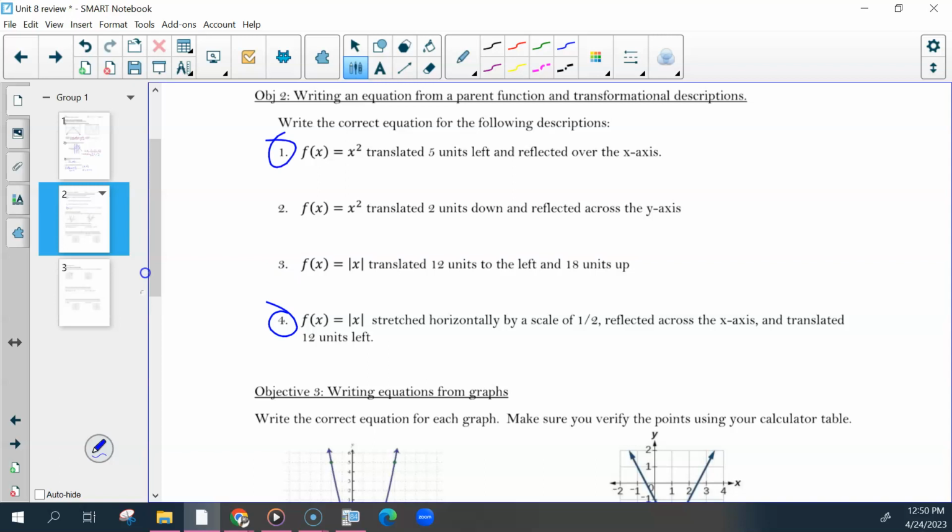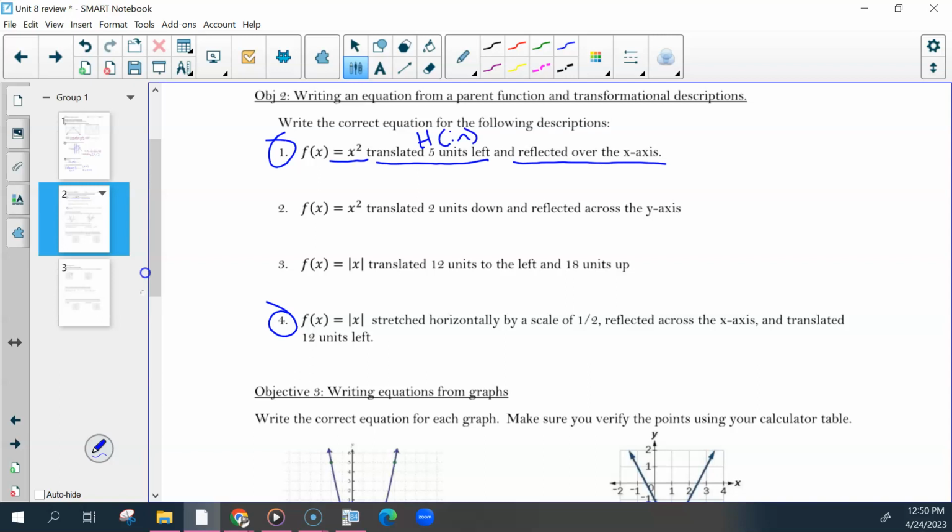Alright, so 1, these, you're given transformation words, and you have to put it into an equation. You're given what your function is, so that has to be somewhere in your equation. Look at the transformations they gave you, decide on, are they horizontal, are they vertical? That will help you decide on, are they going to be inside the equation or outside? So translated 5 units to the left, is that horizontal or vertical? Horizontal. Horizontal things happen inside.